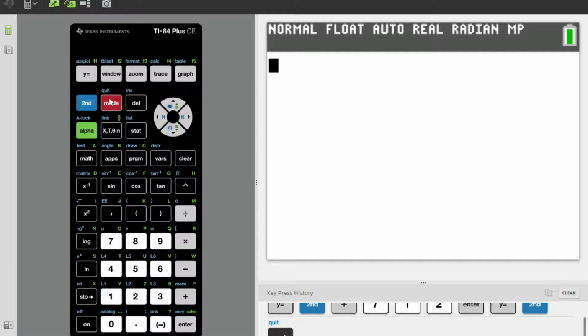Hello, everybody. So I'm working with the TI-84 emulator software, and I'm going to be plugging in an equation here and working with it as I'm getting ready to use it in another video. So I thought this would be a good opportunity to do that.